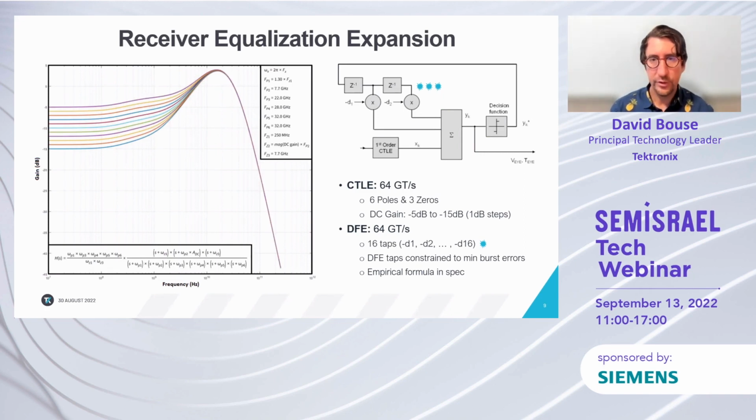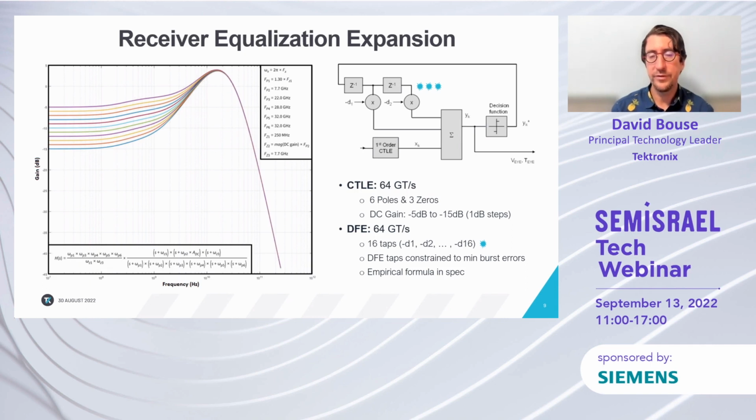So next, let's look a little bit at the receiver. What we've seen, the delta from Gen 5 to Gen 6 is, we now have a CTLE with 6 poles and 3 zeros, and our DC gain ranges from -5 dB to -15 dB in 1 dB step sizes. In terms of our decision feedback equalization, or DFE, we have 16 taps now, so that's an increase. And new constraints on those DFE taps that were developed empirically.